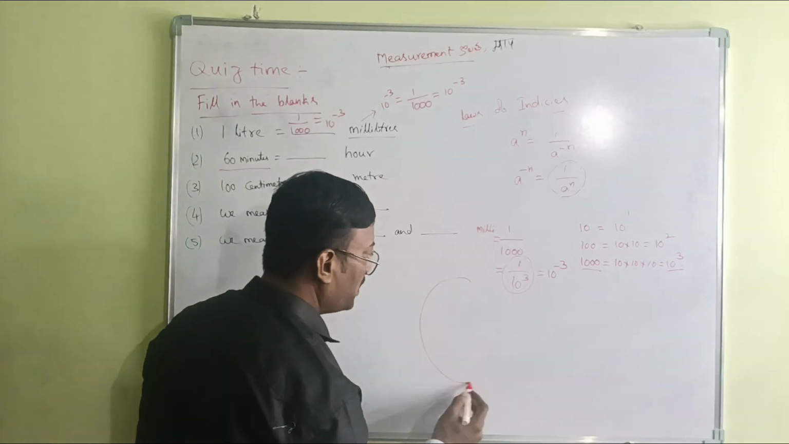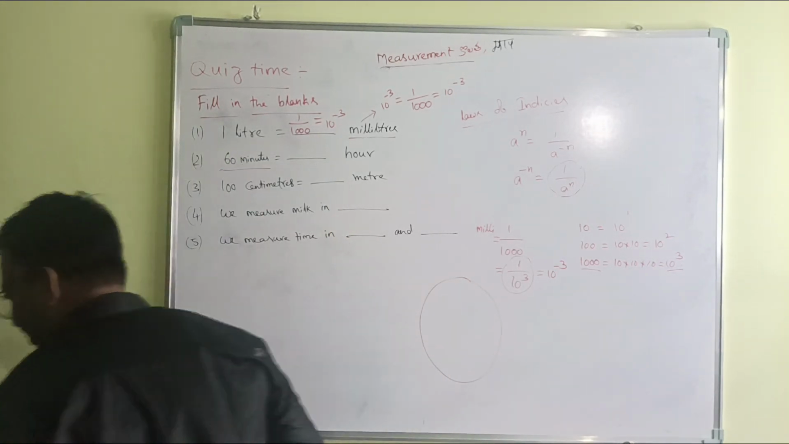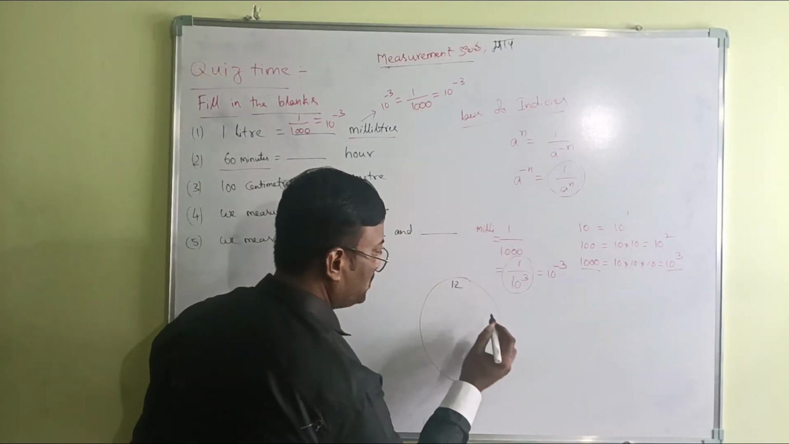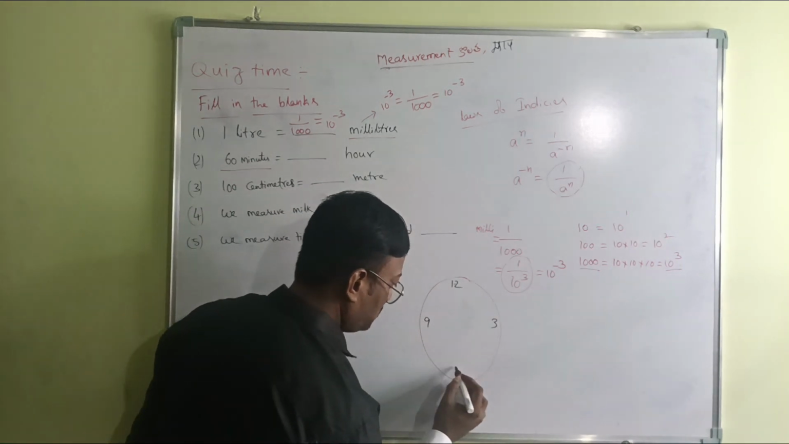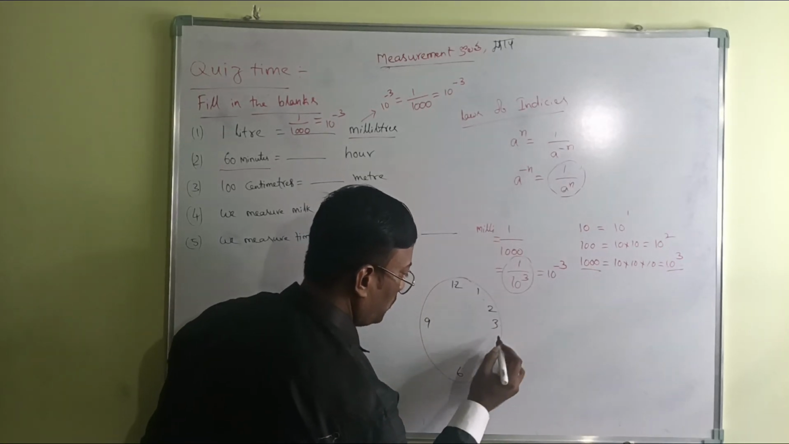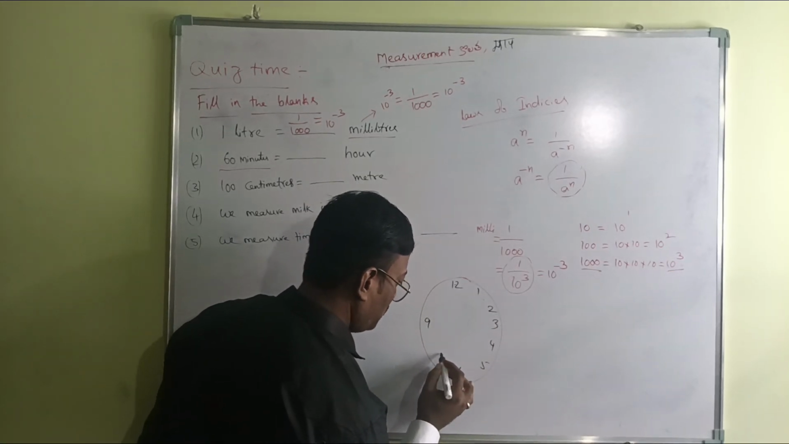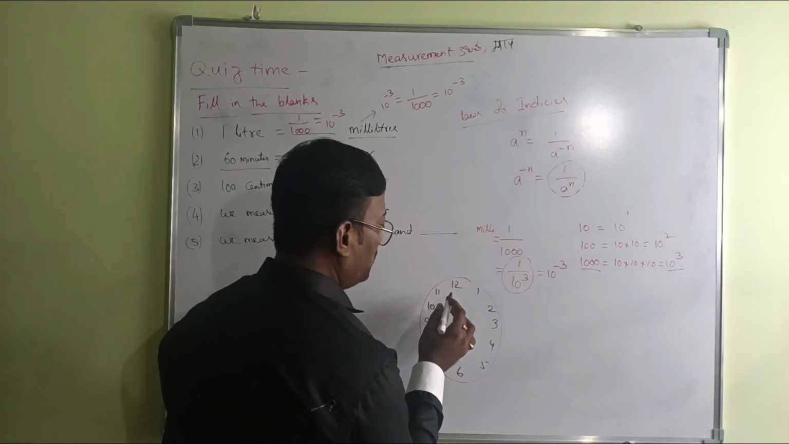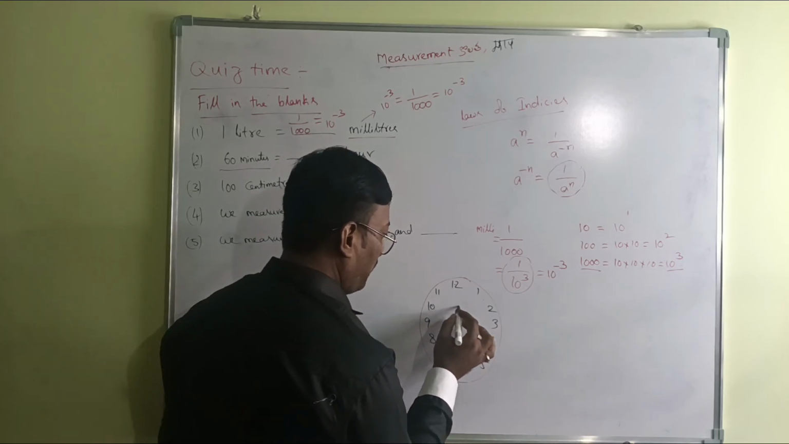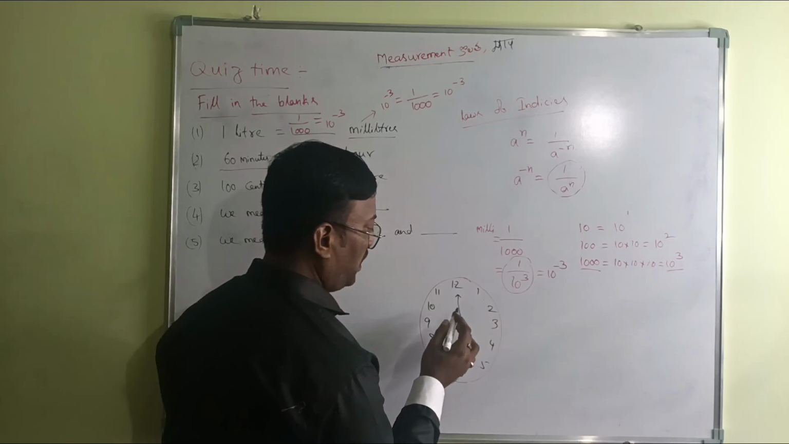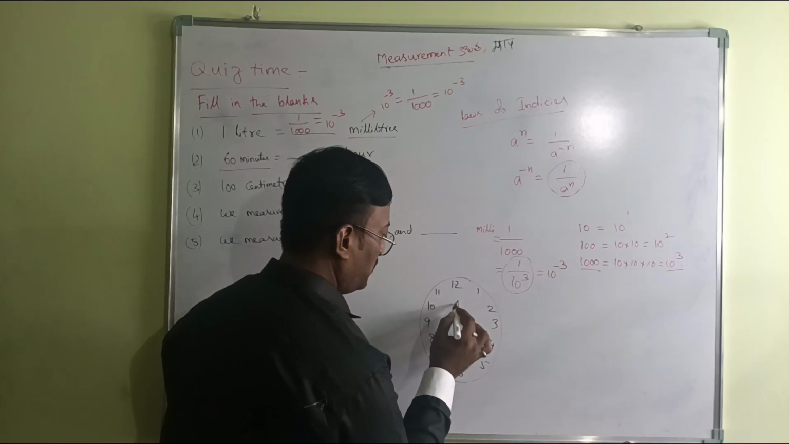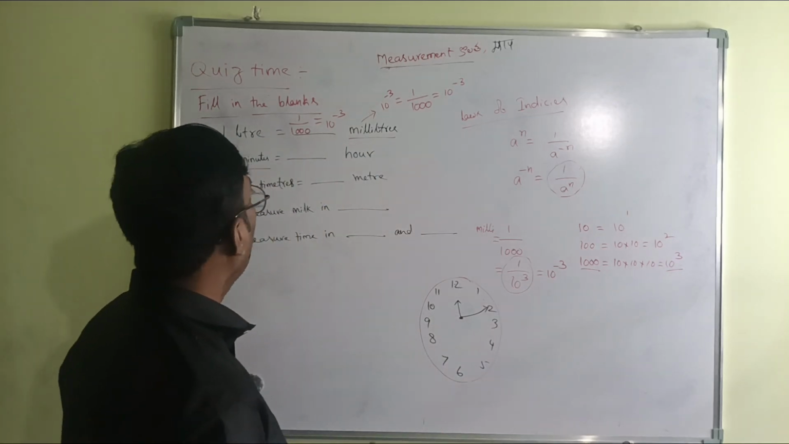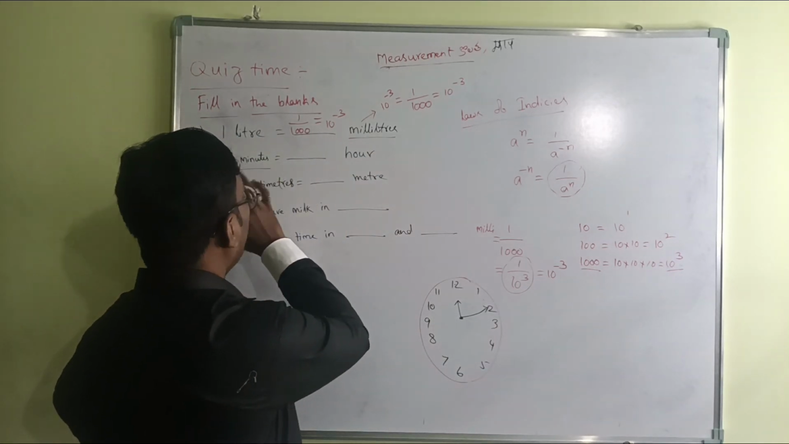60 minutes is equal to how much? See, here we have a clock. In the clock, this is 12, 3, 9, 6. So 1, 2, 4, 5, 7, 8, 10, 11. See, if the small one is the hour hand, and the bigger one is the minute hand. Okay, so 1 hour is equal to 60 minutes.